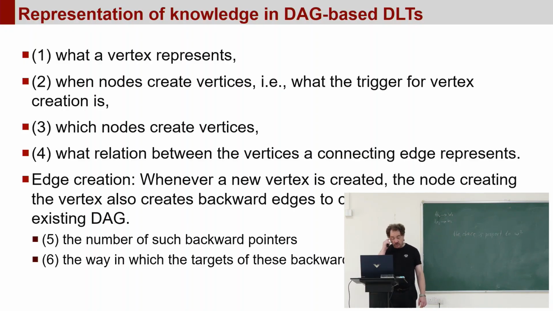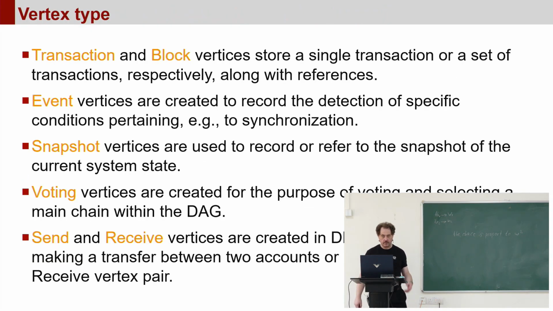So when it comes to edge creation, whenever a new vertex is created, the node creating the vertex also creates backward edges to connect the vertex to the existing DAG. So how many of such backward pointers, and in what way are the targets of these backward pointers selected? So let's take a look. Let's go over the different dimensions and the different choices for each dimension.